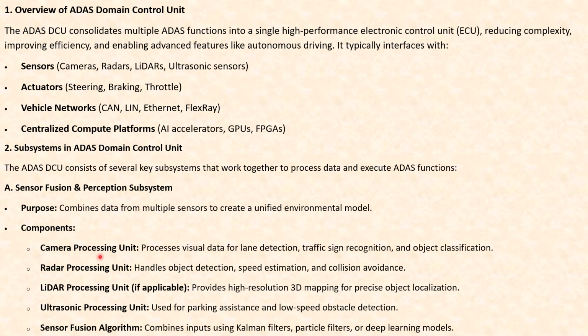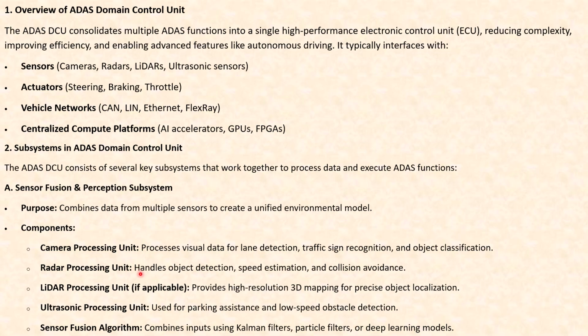Now what are the various components? It has a camera processing unit. It processes the visual data for lane detection, traffic sign recognition and object classification. I am sure everybody knows that by now. They understand that object classification is strictly the prerogative of the camera. Radar cannot do that, lidar cannot do that, and of course ultrasonic sensor cannot do that. Object classification is strictly the job of the camera.